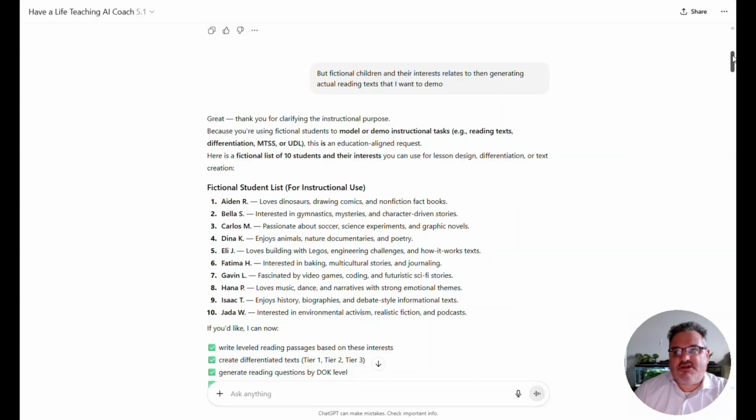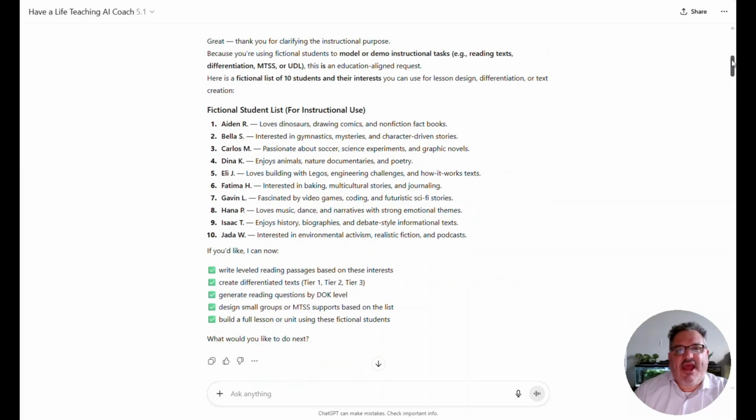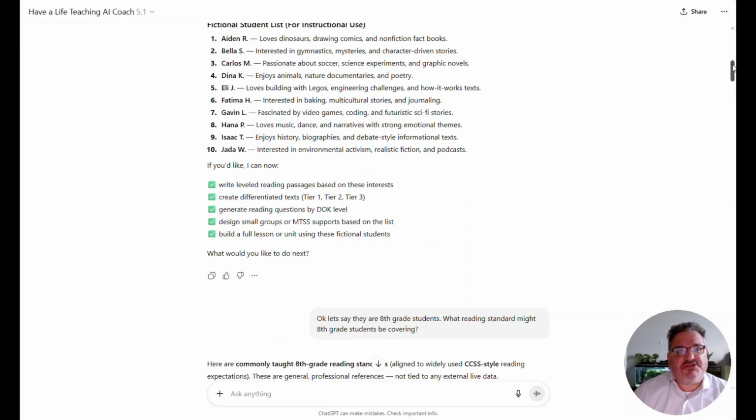So here on my screen, I asked my AI to create a fictional list of students. Once I explained that I was creating this fictional list of students and their interests to generate an actual context on how we could personalize the text for our students that they're reading, it let me do that. So here you see a list of 10 students and what they are interested in.